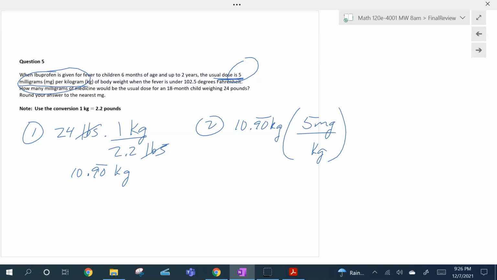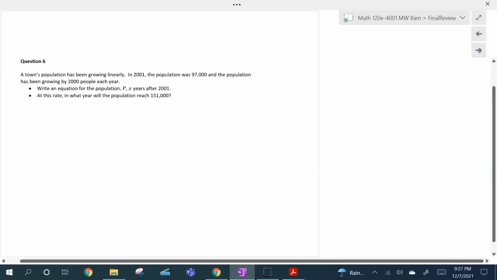Alright, now per 1 kilogram. So notice the kilograms cancel, so we get 10.9 times 5, 10.90 repeated times 5, 54.54 milligrams of ibuprofen. So round it to the nearest milligram, so let's round that up since it's a 0.5 there, 55 milligrams.